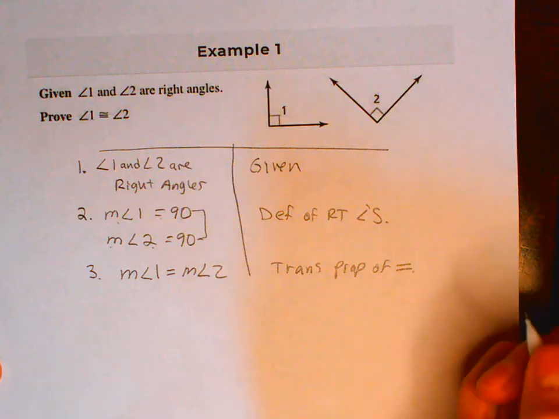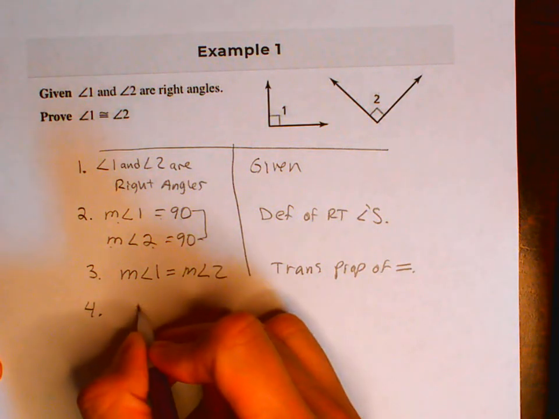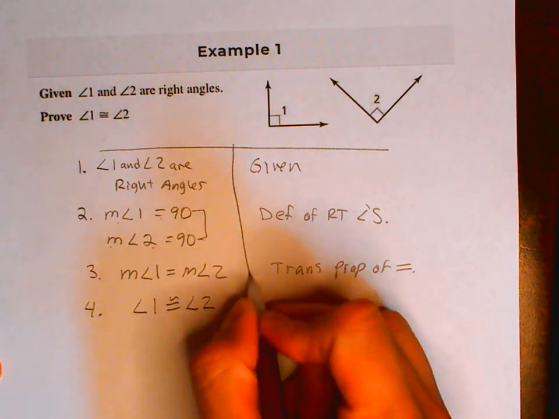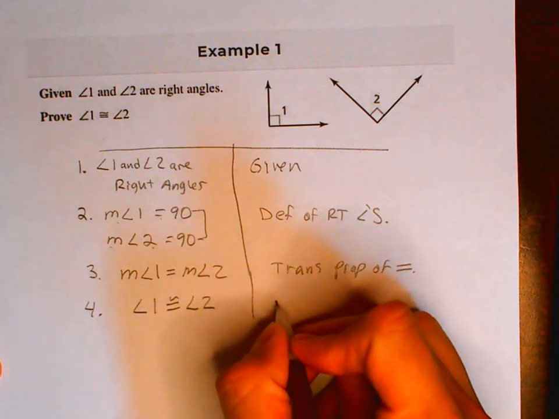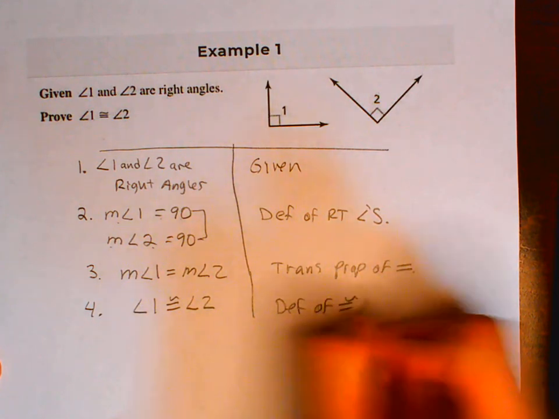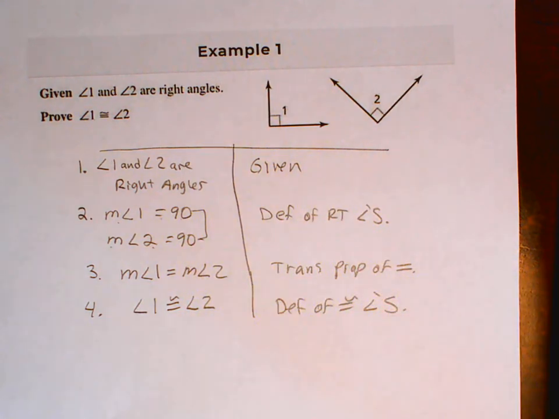So here's the thing. The two angles have equal measures, therefore they are congruent. Angle 1 is congruent to angle 2, and this is because of the definition of congruent angles. Hence we have now proven that all right angles are congruent, which is the right angle congruence theorem.